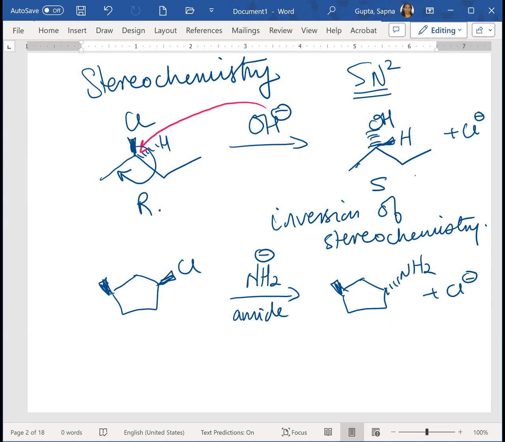So that's inversion of stereochemistry. So you start with the hydrogens being cis, and now the hydrogens are trans. Okay, so cis and trans. So that is inversion of stereochemistry, and that is a characteristic of Sn2 reaction.